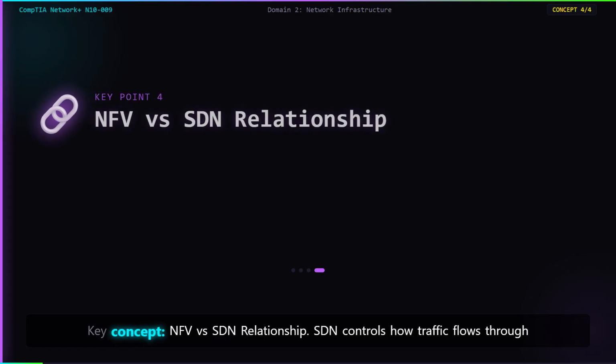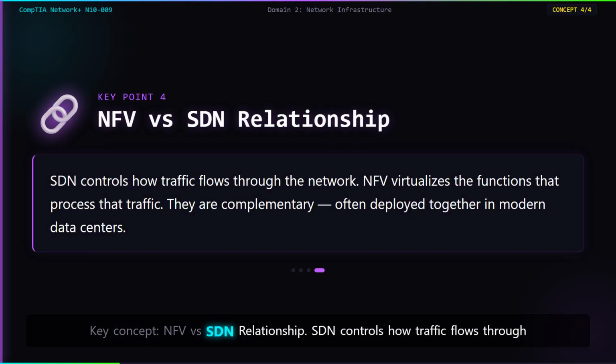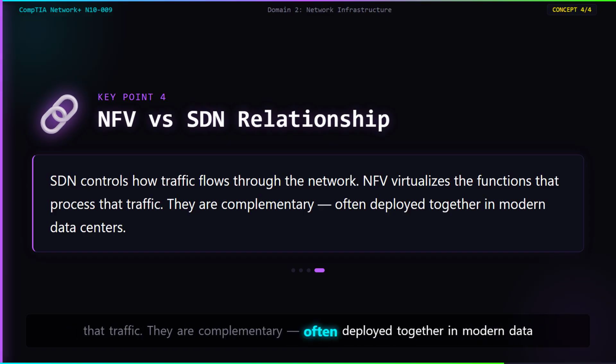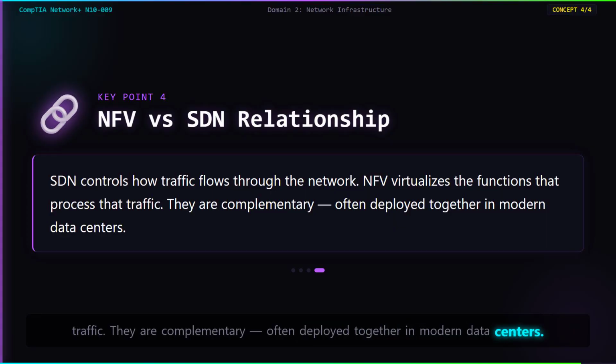Key concept: NFV versus SDN relationship. SDN controls how traffic flows through the network. NFV virtualizes the functions that process that traffic. They are complementary, often deployed together in modern data centers.